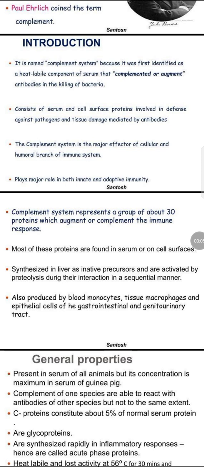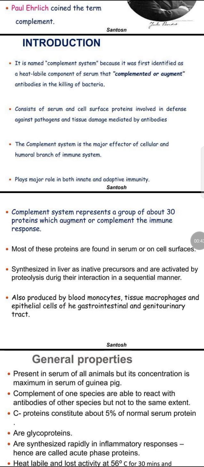So, let's talk about the complement system. The complement system is simply a set of proteins that is secreted by the liver, whereby these proteins are inactive. These are inactive proteins, but when there's a presence of pathogens, they become active. They become active and they help in inflammatory reactions. They try to get rid of the pathogens.